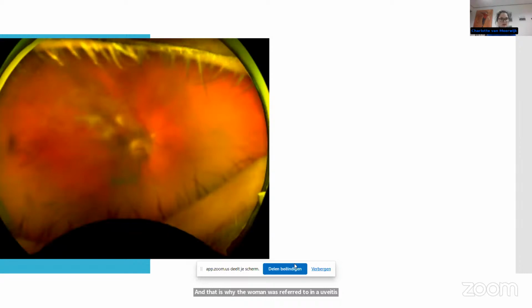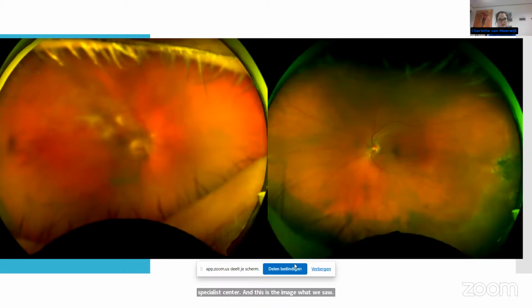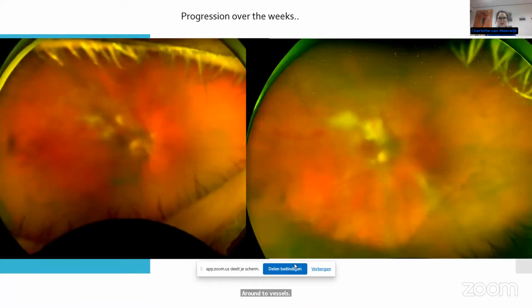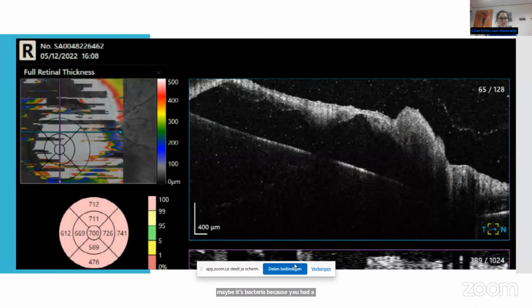This was the right eye, and this was the left eye. On the right eye, you see dense vitritis in the center, and also multiple white yellowish lesions around the vessels. It also progressed over the week, so we saw quite quick increasing of the size of these lesions. So we thought this could be an infectious cause, and maybe it's bacterial because of the fast increase in size. This was an OCT, and the most involvement we saw was subretinal, so we thought.